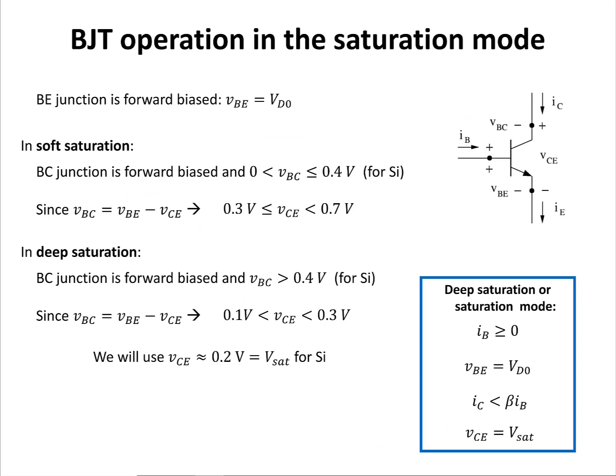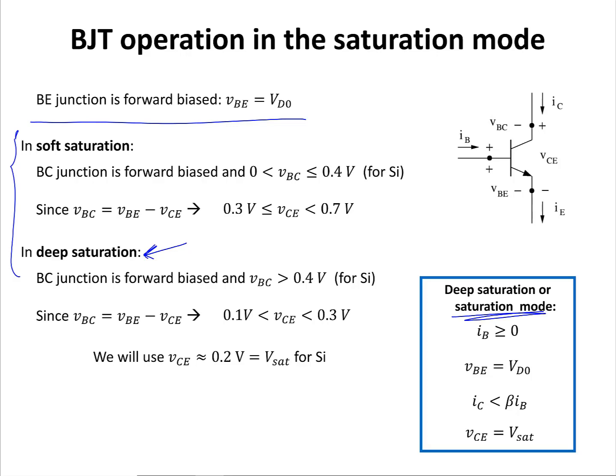The third mode of operation for a BJT transistor is the saturation mode. In the saturation mode, the transistor is on. In other words, the base-emitter junction is forward biased and VBE equals VD naught. We further divide the saturation mode into two regions, soft saturation and deep saturation, but for the purpose of solving circuit problems for this course, we are going to use deep saturation as the saturation mode of operation.